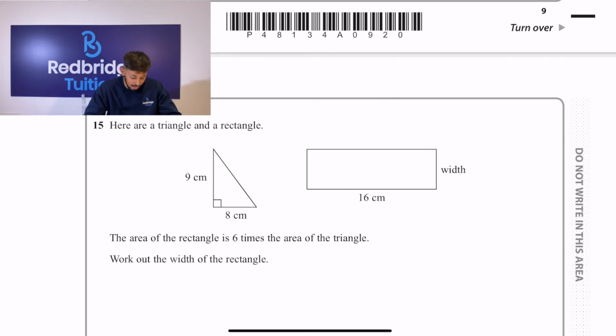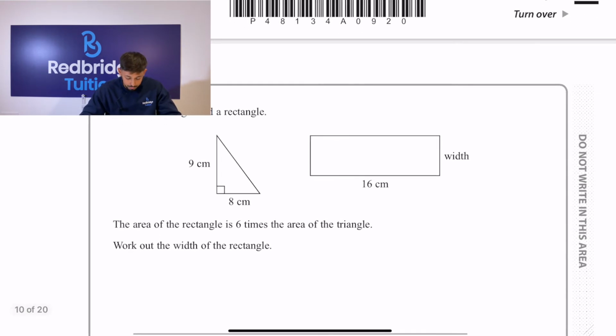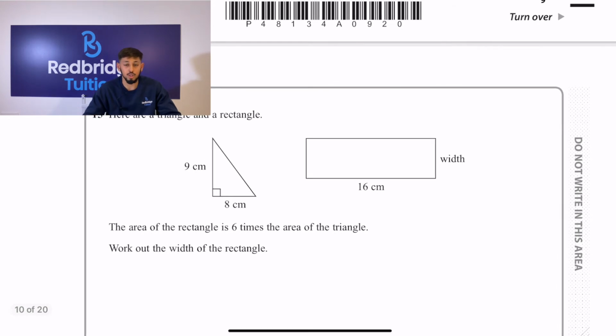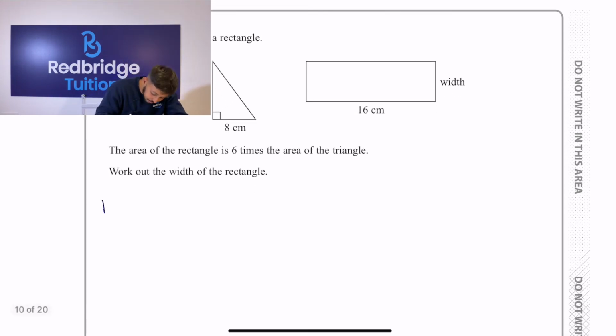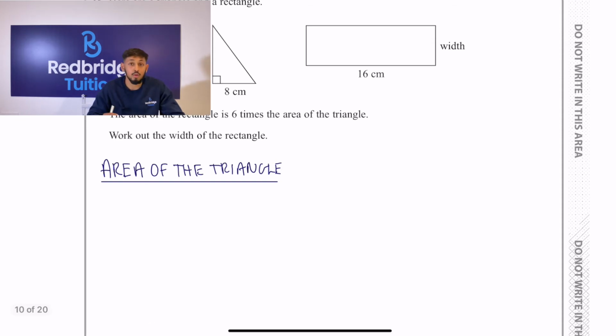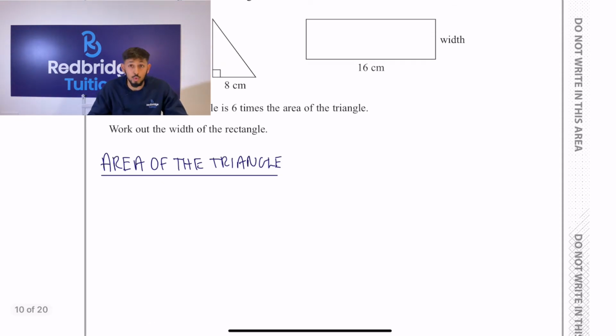Here are a triangle and a rectangle. The area of the rectangle is 6 times the area of the triangle. Work out the width of the rectangle. So what we're going to do in this question is work out the total area of the triangle first. So I'm going to write down a subheading. So this is area of the triangle. To work out the area of the triangle, we use the equation half times base times height.